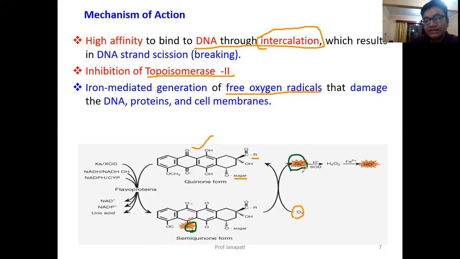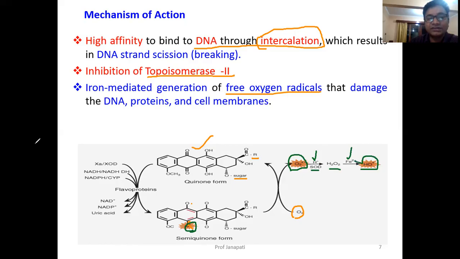Now this superoxide is very dangerous, very dangerous. So in the body, there is one enzyme called superoxide dismutase. In the presence of hydrogen, you are getting hydrogen peroxide. Now hydrogen peroxide will react with ferrous iron, which is present abundantly in blood, to form the hydroxyl free radical.